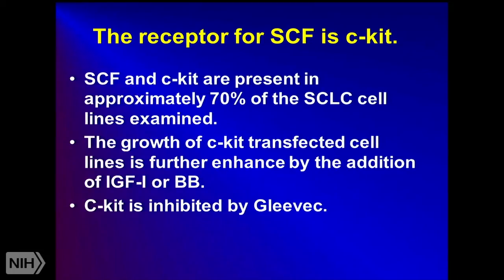So another tyrosine kinase receptor that's present on the small cell lung cancer cells is c-KIT, and scatter factor binds to c-KIT, and the c-KIT is often overexpressed along with the IGF receptor in the small cell lung cancer cells, and the c-KIT can be inhibited by Gleevec.